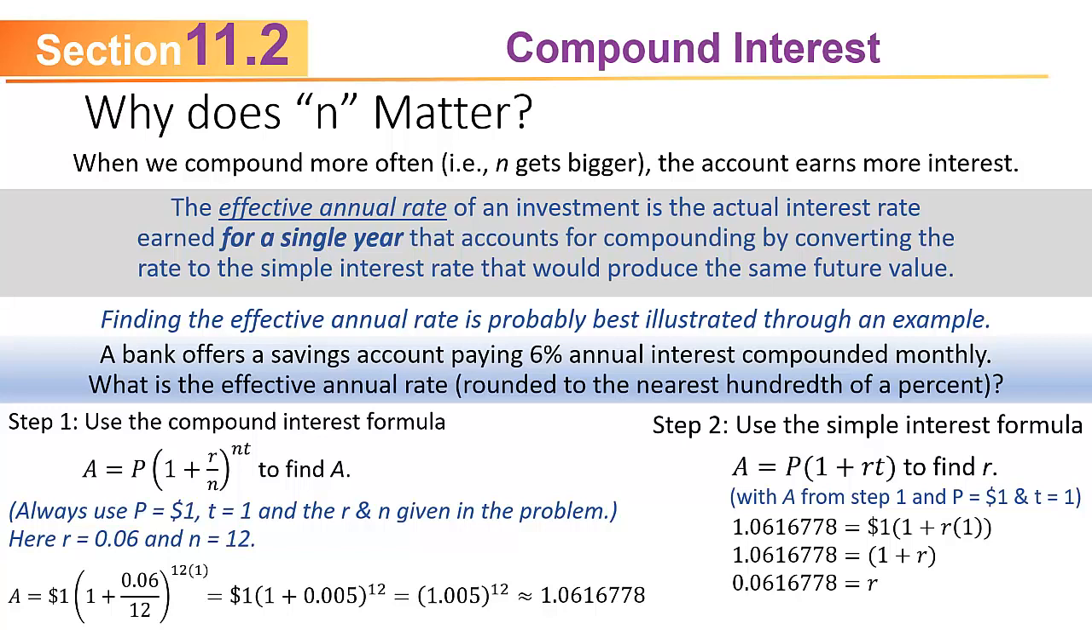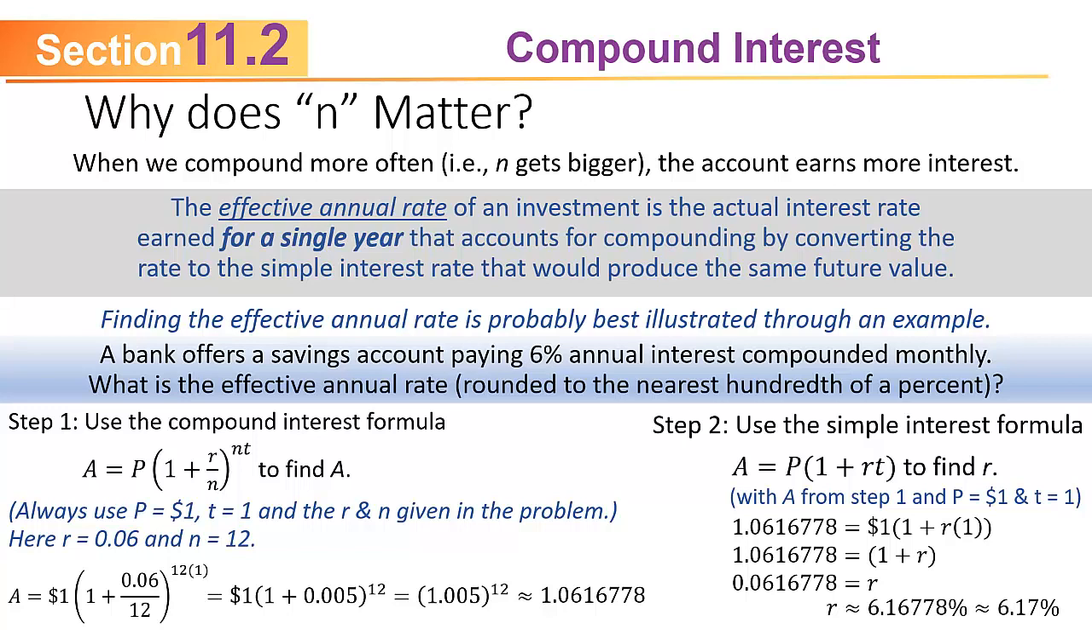1.0616778 equals 1 plus R. And if I subtract 1 from both sides, I end up with 0.0616778. Now, that means it's equivalent to a 6.16778%, which rounded to hundredths place, which is what the problem said to do, would be about 6.17%. In other words, if I advertise a rate of 6% compounded monthly, that would be the same thing as a 6.17% rate if it were simple interest.